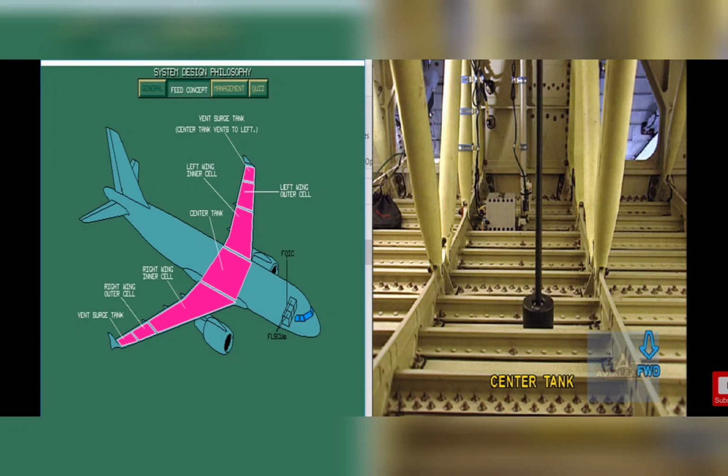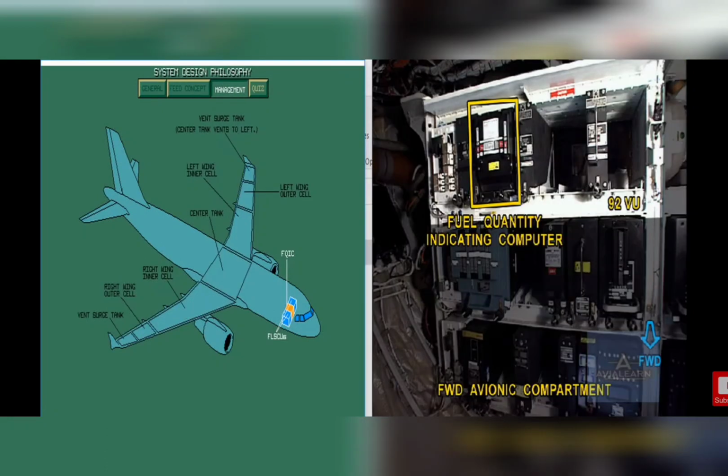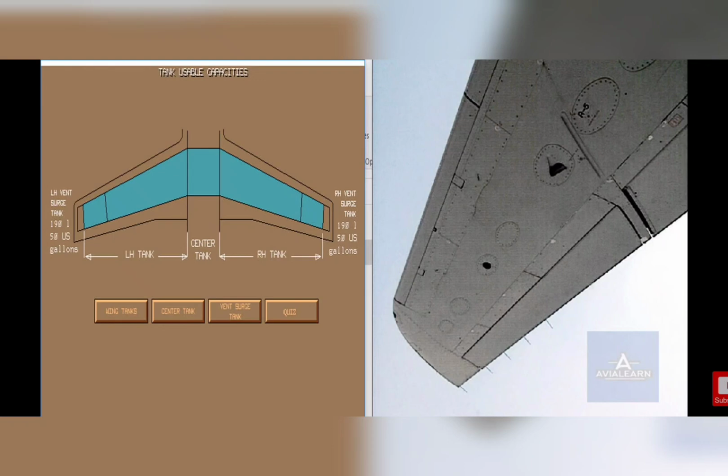This is the center tank from inside, and all the ribs which we can see in this picture, and left wing inner cell, right wing inner cell, and center tank. Fuel quantity indication will also have a computer that will give the readings. In this picture we can see the LH tank, RH tank, and center tank, and how much fuel they can store.